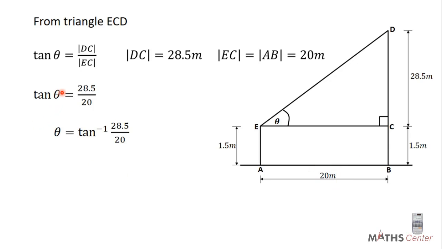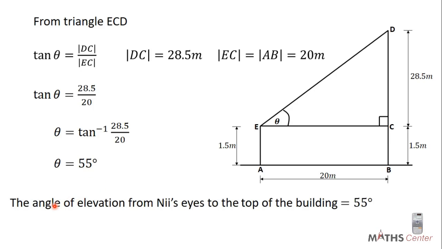So to help us find theta, we are going to find tan inverse of 28.5 divided by 20. When you do this on a calculator, you are going to get theta is equal to 55 degrees. So we can say that the angle of elevation from Ni's eyes to the top of the building is 55 degrees, which means that if Ni stands at this point, he will have to raise his eyes 55 degrees in order to look at the top of the building.